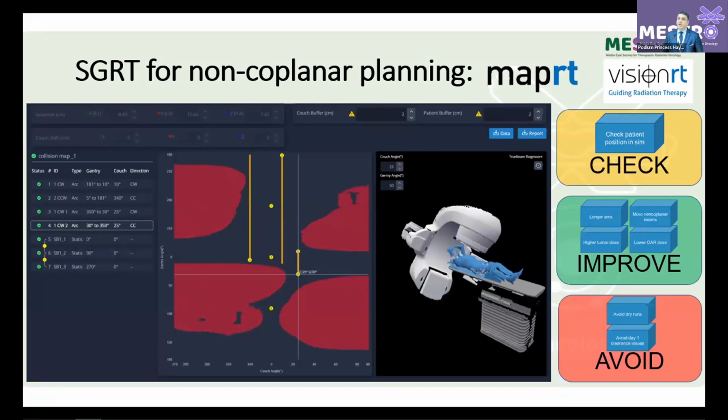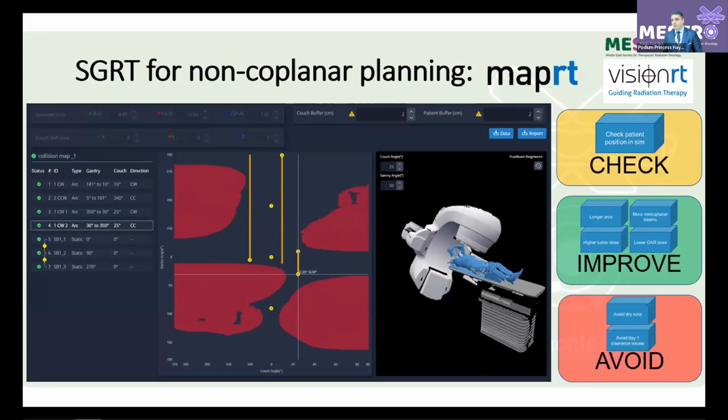From there, we can calculate and see exactly a full collision map of the radiotherapy delivery even before the planning is complete. We can see which angles will be safe for delivery and which angles will have a collision between the couch, the patient, and the gantry, here marked by red in this specific image.